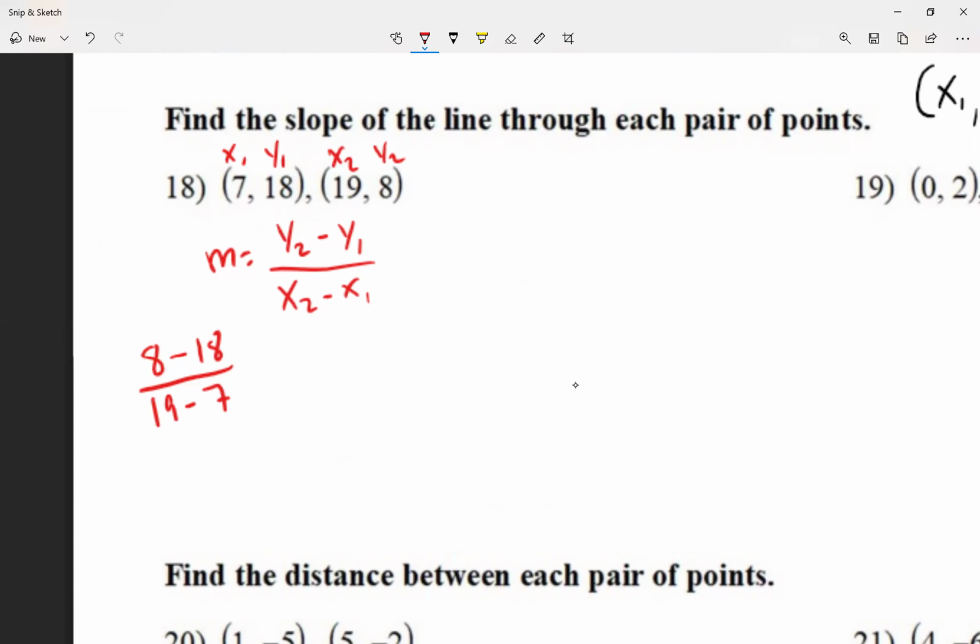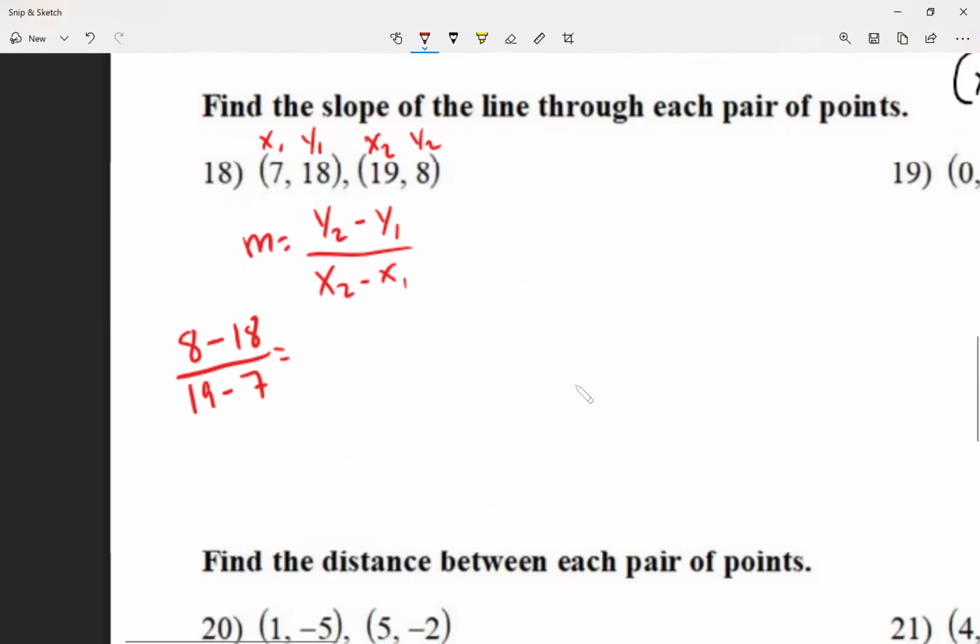In my case here, they were all positives. It was easy to deal with. In some cases you might deal with negative values, but that's not too hard. Remember, with negative values, when you have a minus a negative, when you have two negative signs, just change it to a plus sign. Now here, 8 minus 18 is negative 10. At the bottom, 19 minus 7. I know 19 minus 7 is 12.